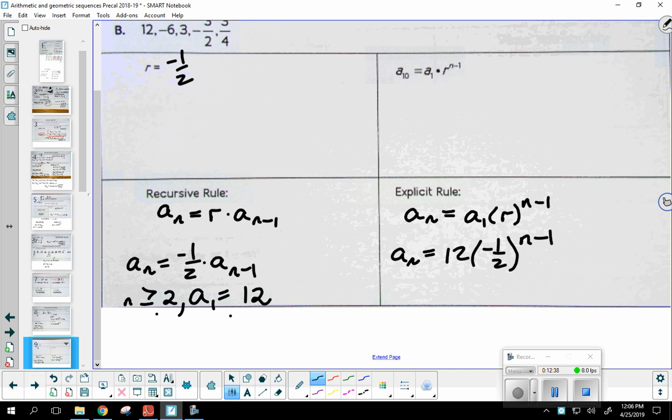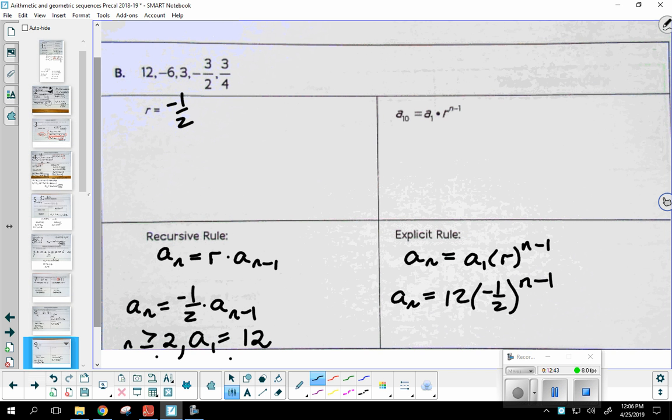Yes, sir. How do we get negative 1/2? That's where we were taking these consecutive terms, the ones right next to each other, and we were dividing them. Oh, okay. There you go. Because if we're multiplying to create the sequence, then we would divide to see how we got there. Do you want me to divide it a couple more?